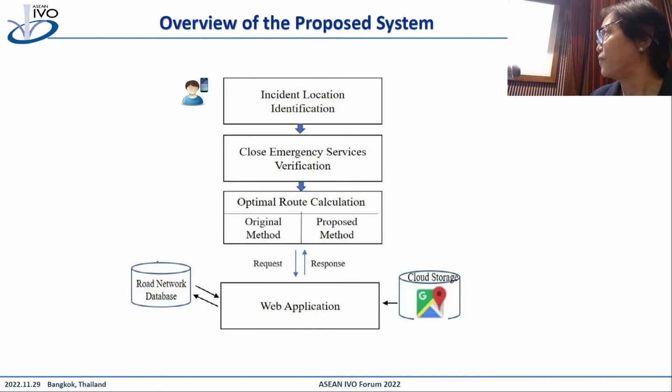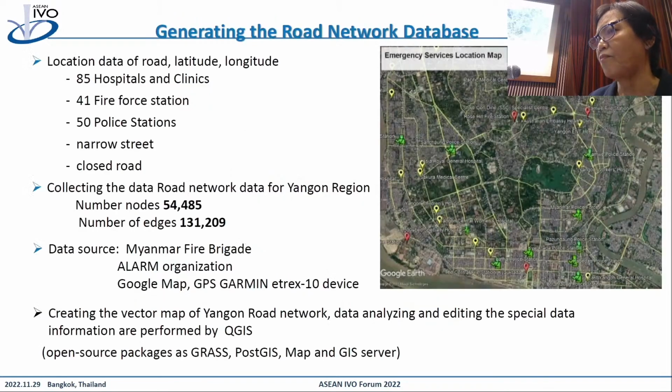For this research, we consider a comparison of the original method and the proposed method. This system is based on a web application. Let me explain how to generate the road network database of Yangon. For this testing, we consider the Yangon road network because it consists of a lot of closed roads, narrow roads, and some one-end roads.